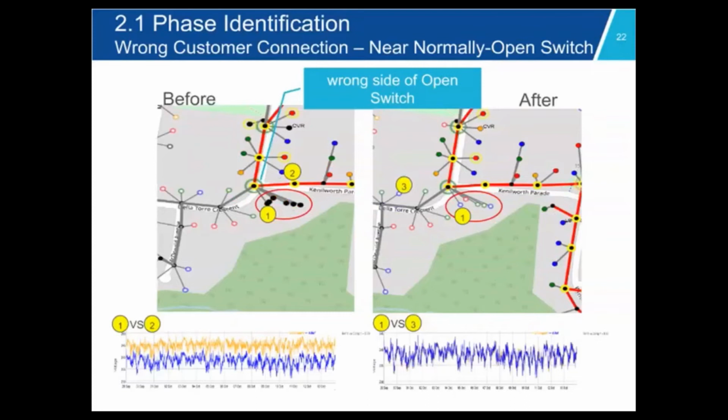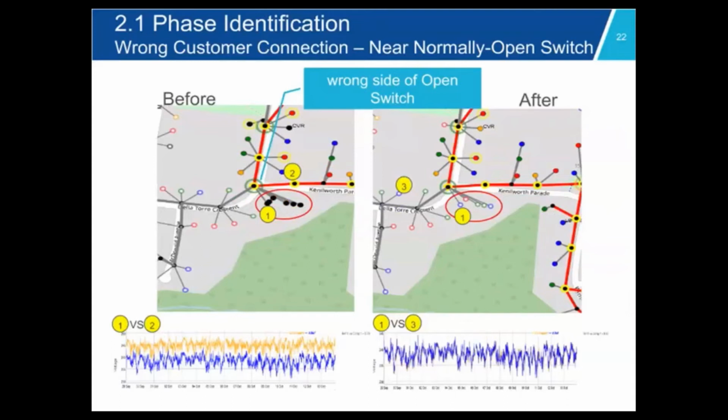Here's the example for wrong connection. Here's the example for wrong customer connections near the normal open switch. The left-hand side picture shows the customers in black dots as unknown phase customers, which can be defined by the dissimilar voltage pattern between 1 and 2.